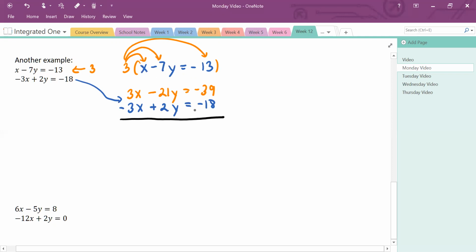Now the elimination method should work, because what am I going to get rid of? My x's. 3x minus 3x is 0. Negative 21 plus 2 is negative 19y is equal to negative 39 minus 18. That's negative 57.